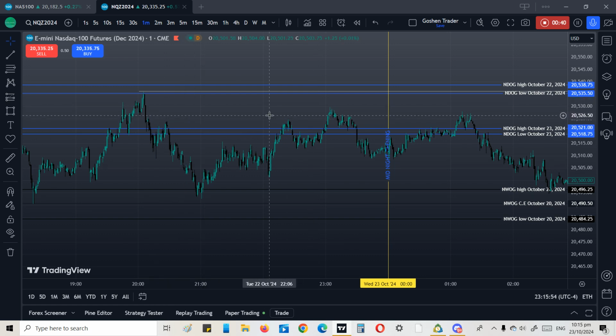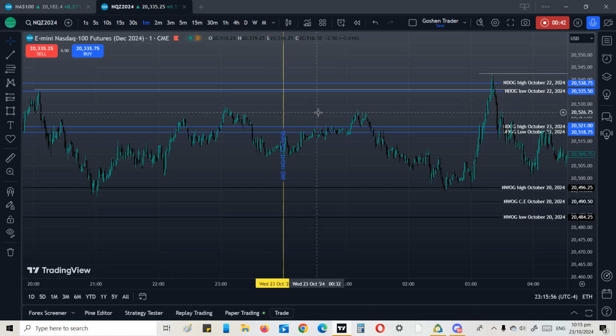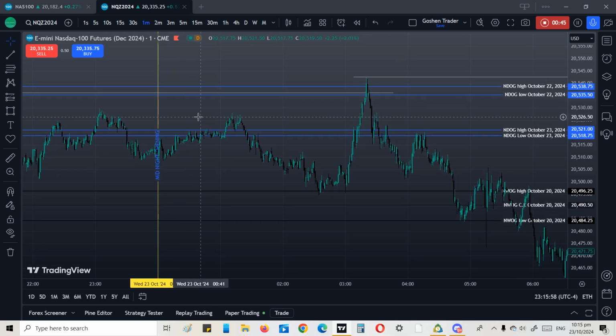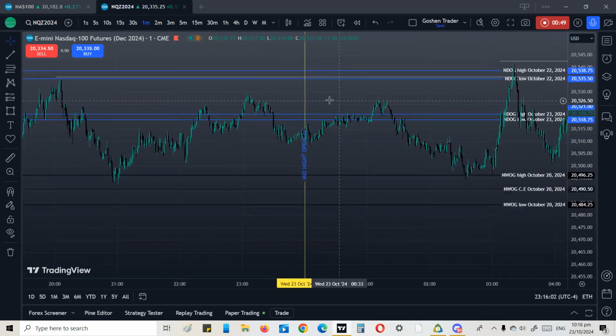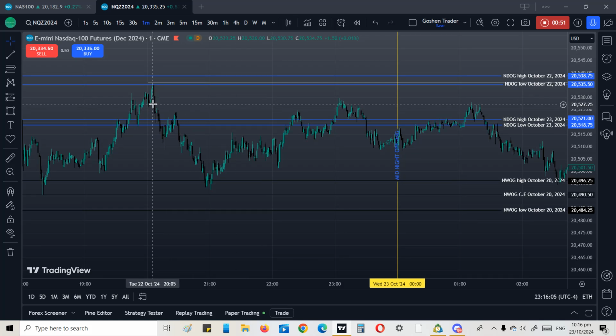So as you can see, I already started marking up my chart. We would start from here. Well, I'm going to start from Tuesday. Asian session high. As you can see, this is Tuesday Asian session high. This is the highest it has been during the Asian session. Asian session started from 7 and finished at 9. So as you can see, this is the Asian session.